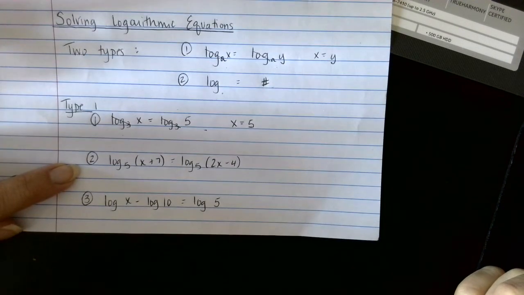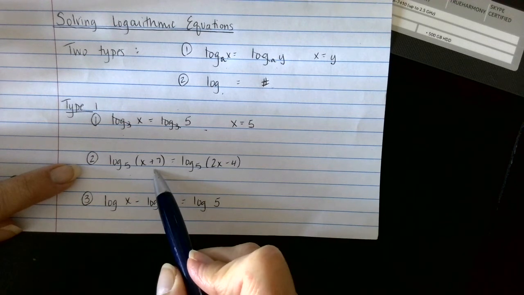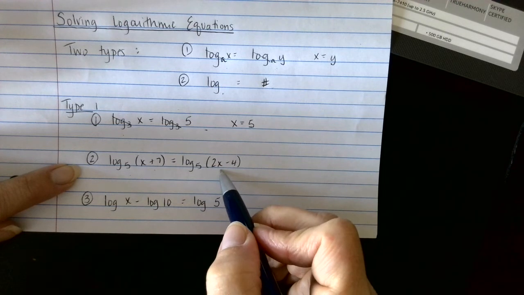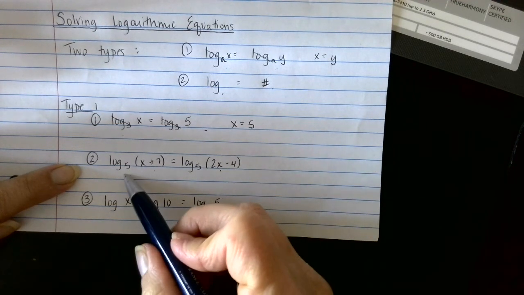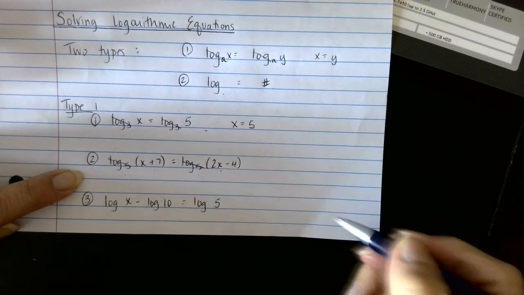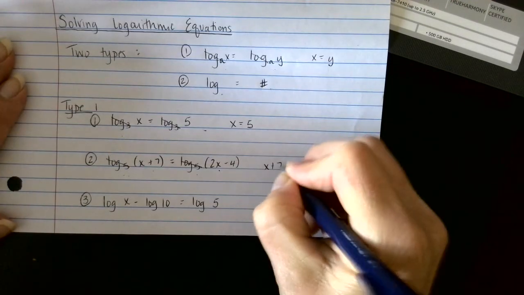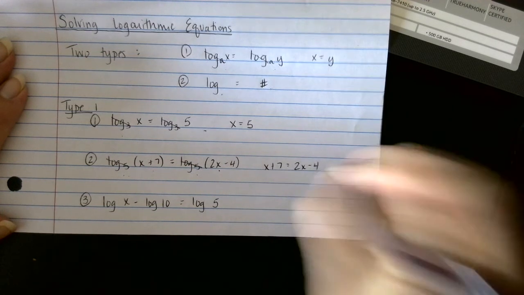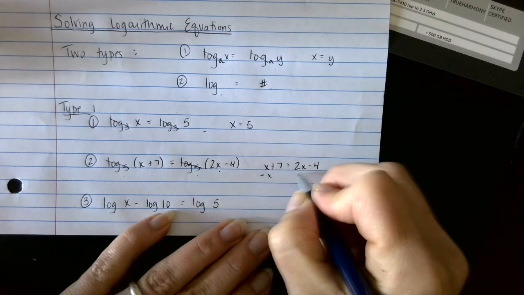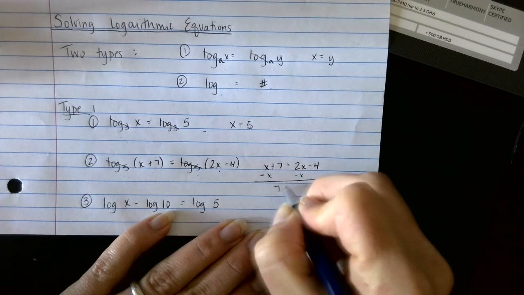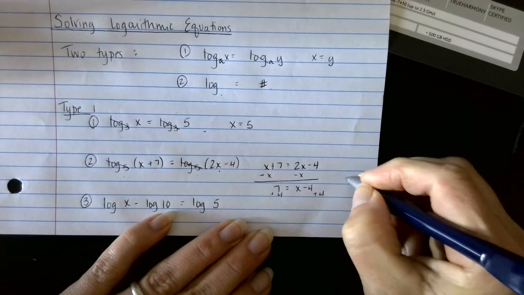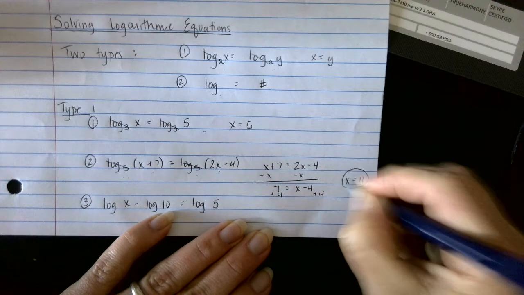For my second problem, I have log base 5 of x plus 7 equals log base 5 of 2x minus 4. It's a little bit of algebra in here, but I have one log on the left and one log on the right. They have the same base. I don't need them. So I'm left with x plus 7 equals 2x minus 4. I can solve this just like a regular algebraic equation. I'm going to subtract x from both sides. So 7 is equal to x minus 4. Then I'll add 4 to both sides. So my x value is 11.